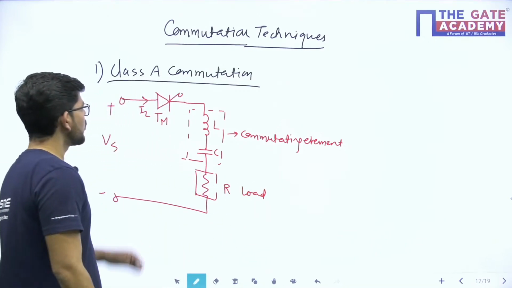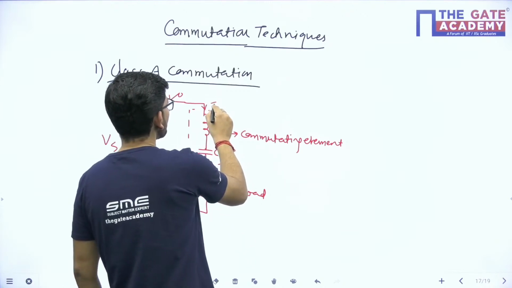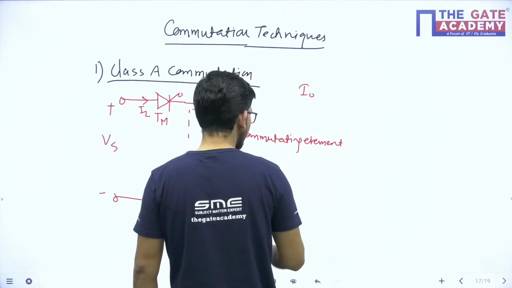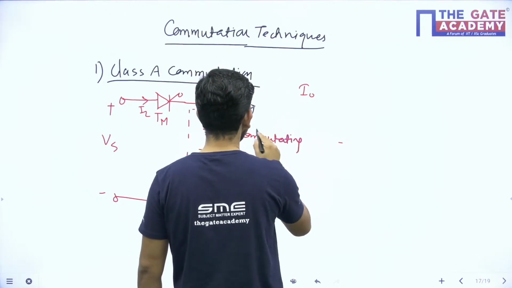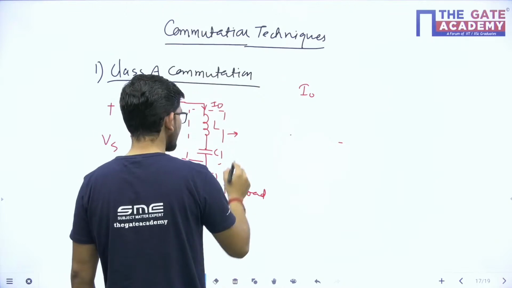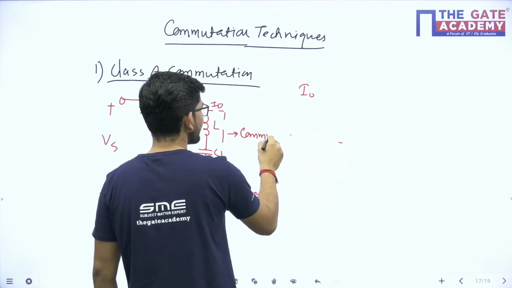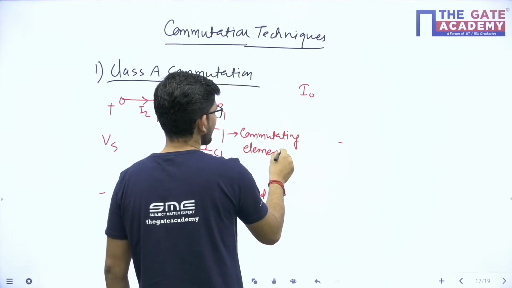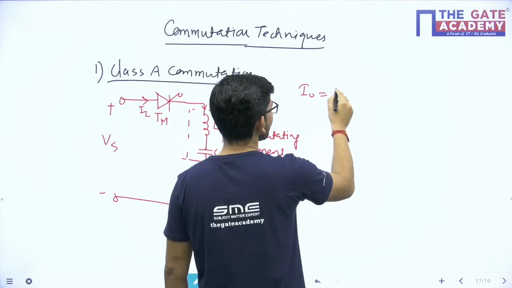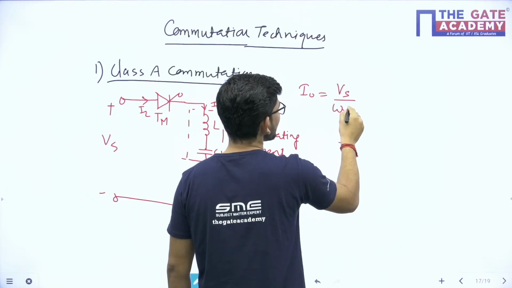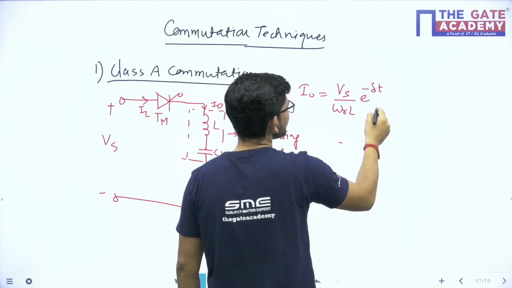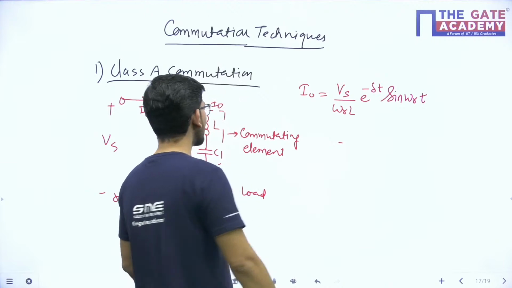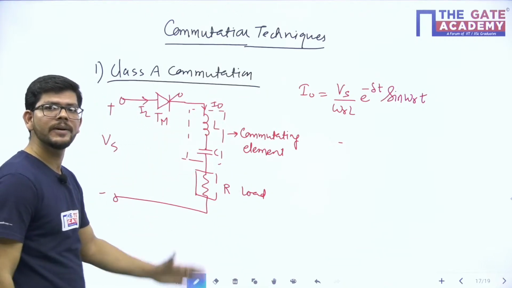Okay. So what will be the value of current at the output? The output पे जो value of current होगी, let me write this here, so we will get enough space for this. These are commutating element. So what is the value of current that we will be having? This is given by Vs upon omega R L e to the power minus delta t sin omega R t. Okay, so this is the current that we have in this particular circuit.